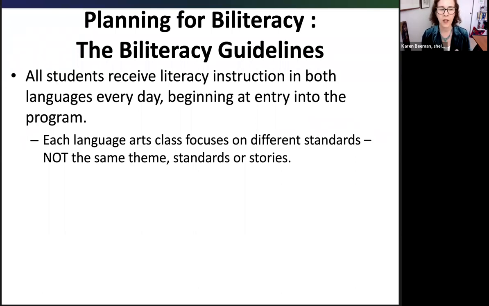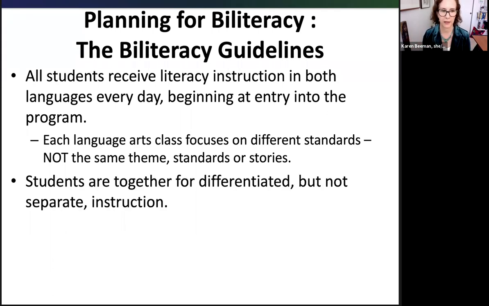or stories. And the reason this is important is that if we do the same thing in both languages, it becomes redundant and students just turn off the language that's harder for them. Plus, we don't have enough time. Doing standards-based instruction in two languages in the same amount of time as everybody does it in one language means that we're going to have to do something different. And so we really need to optimize our time.